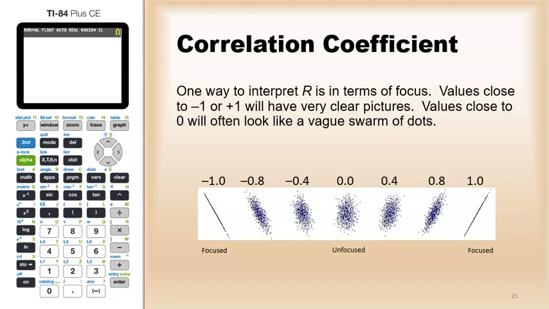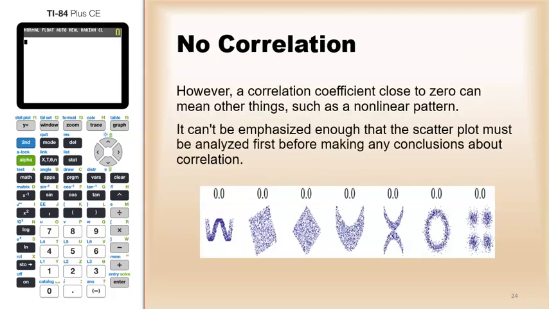Again, very focused. Now I say often looks like a vague swarm of dots because 0 could mean other things. A correlation coefficient close to 0 can mean other things, such as a nonlinear pattern. In fact, all the graphs you see on the screen here have a correlation of 0. So it really can't be emphasized enough that the scatter plot must be analyzed first before making any conclusions about correlation. That is, don't rely on just a correlation coefficient.